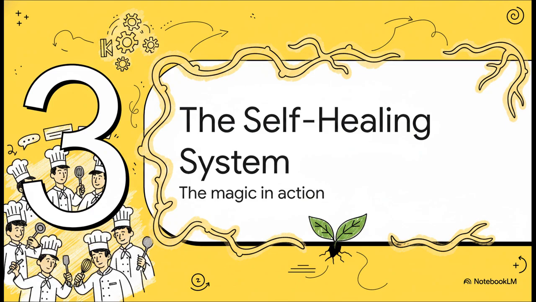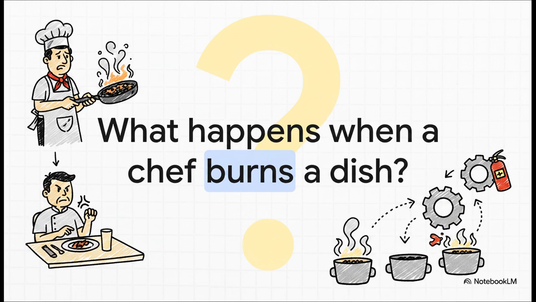Okay, so we've met the kitchen crew. Now let's see how they handle that viral app nightmare we talked about earlier. This is where the real magic of Kubernetes comes into play. It's called self-healing. Let's go back to our kitchen.